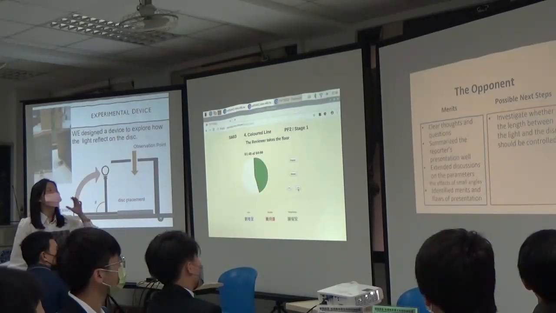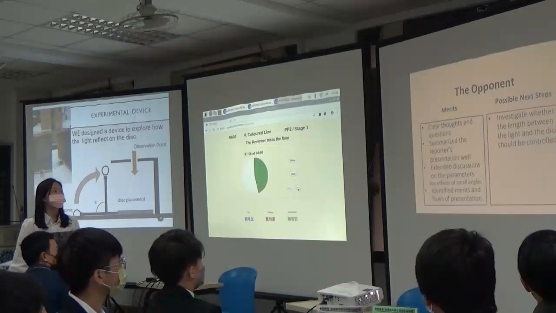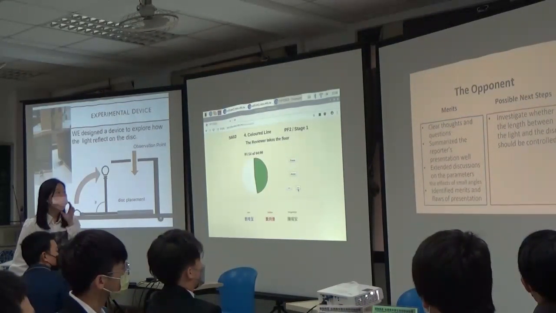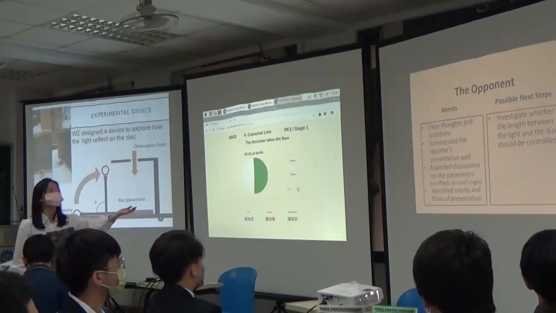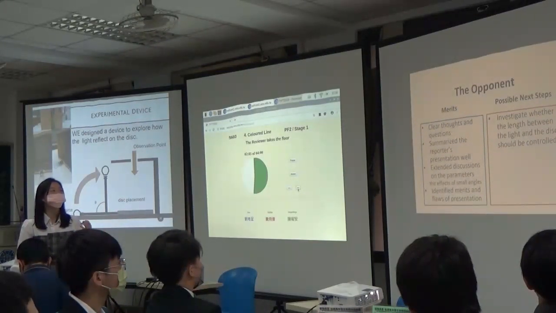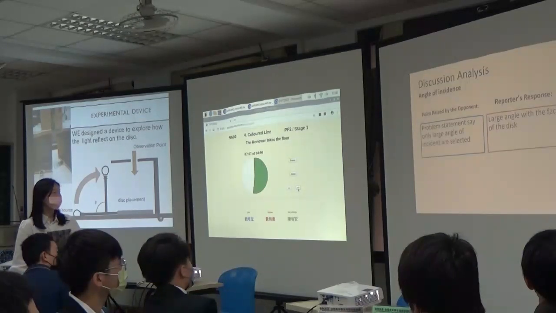And for the opponents, their merits were that they had clear thoughts and questions and summarized the reporter's presentation well. They extended discussions on the parameters, for example, the effects of small angles, and they identified merits and flaws of the presentation. Their possible next step would be to investigate whether the length between the light and the disk should be controlled.